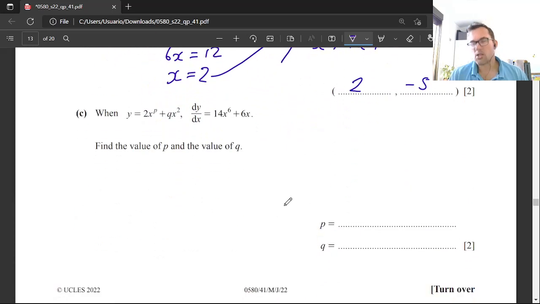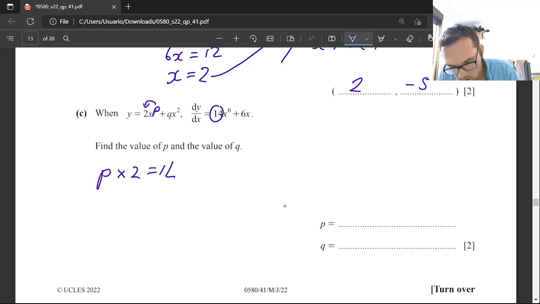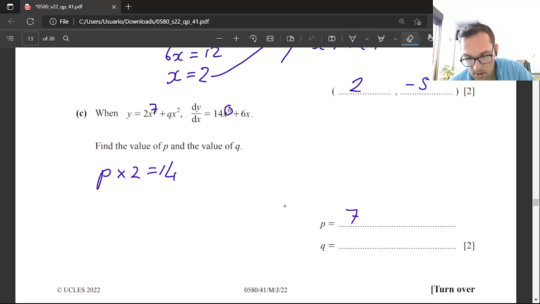Question C, they just see if we can do differentiation backwards. They want us to find P and Q. So first of all, P, when I multiply that P with a 2, I get 14. So basically, P times 2 equals 14. What times 2 equals 14? That's 7. We know it's right because the next step of differentiation would be to subtract 1 from that 7, and then we'll get a 6 over there. So that's correct.